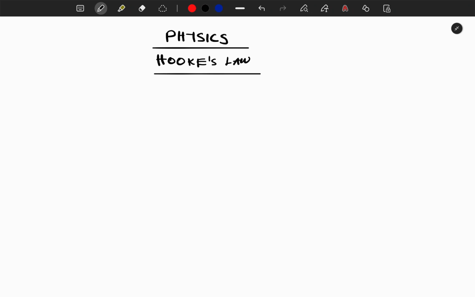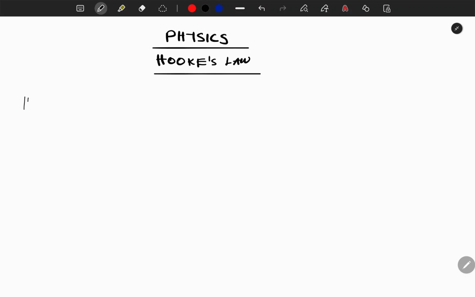Under physics, we're going to look at Hooke's law, one of the most interesting laws that focuses on the stretching and the compression of objects, especially springs. Now, when it comes to Hooke's law, we are still talking about the effect of a force. Are we together? So what does this Hooke's law tell us?